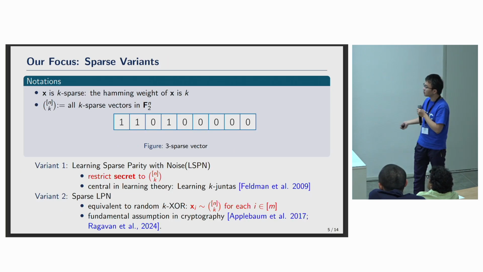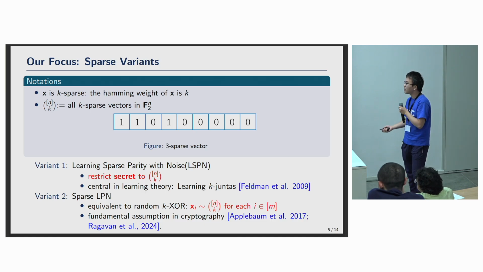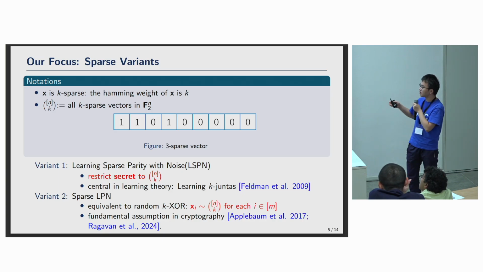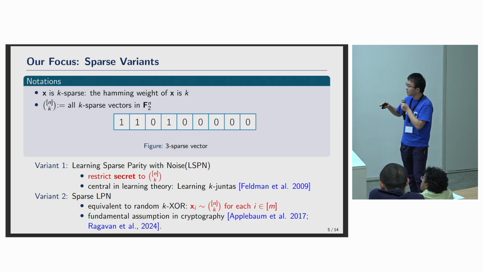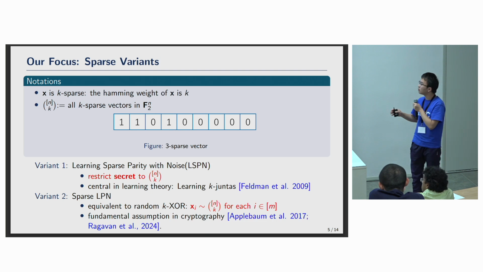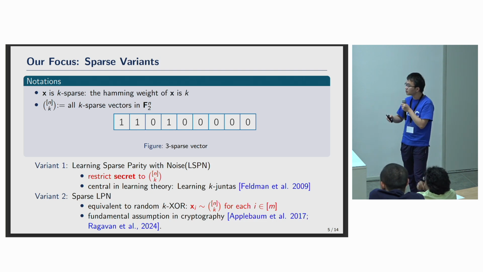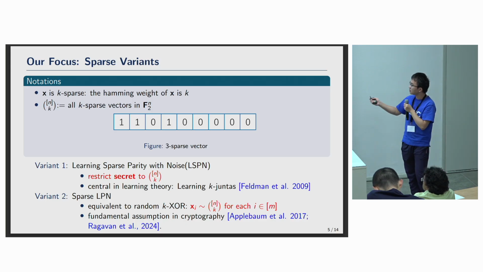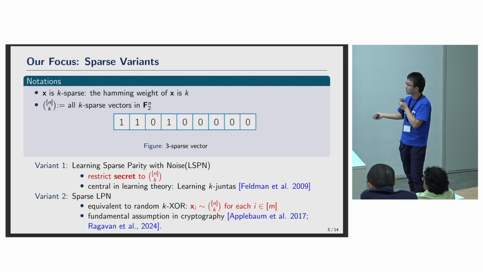We mainly focus on the sparse variants of LPN. In this work, we usually use k to denote the sparsity. We say x is k-sparse if the Hamming weight of x is k. And we use (n choose k) to denote all k-sparse vectors in F2^n. Here is an example of a 3-sparse vector.